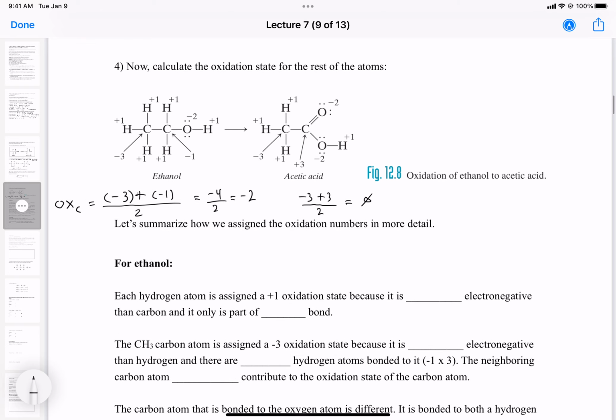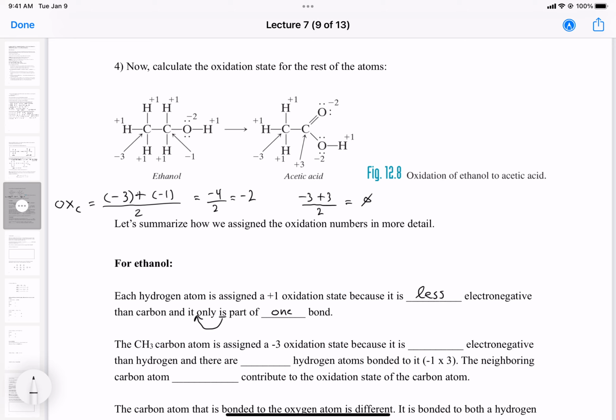All right, so each hydrogen atom is assigned a +1 oxidation state because it is less electronegative than carbon, and it is only part of one bond. Okay, I think I flipped those. Sorry, my English is really bad. So it should be, it is only part of one bond. Okay, so that sounded weird.